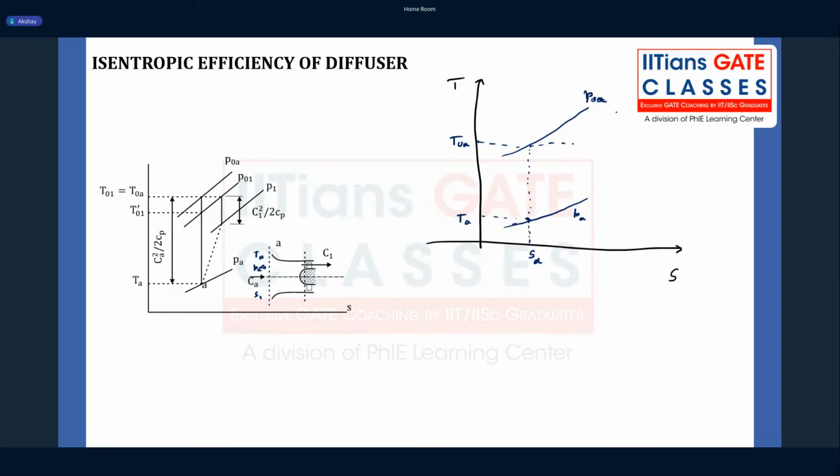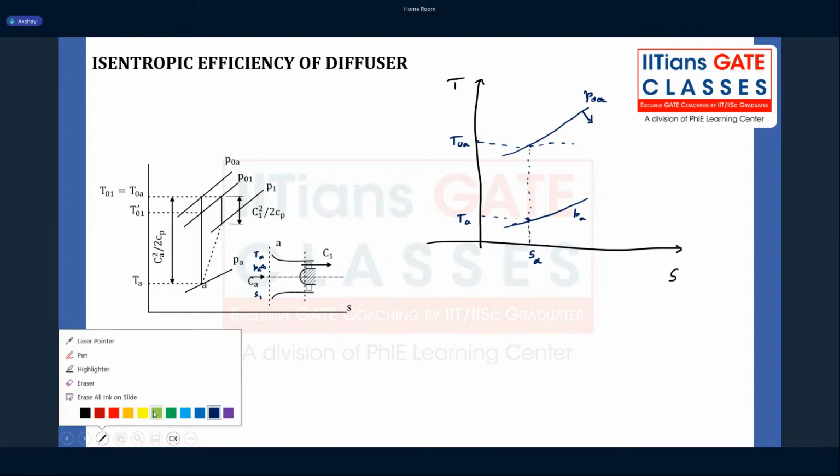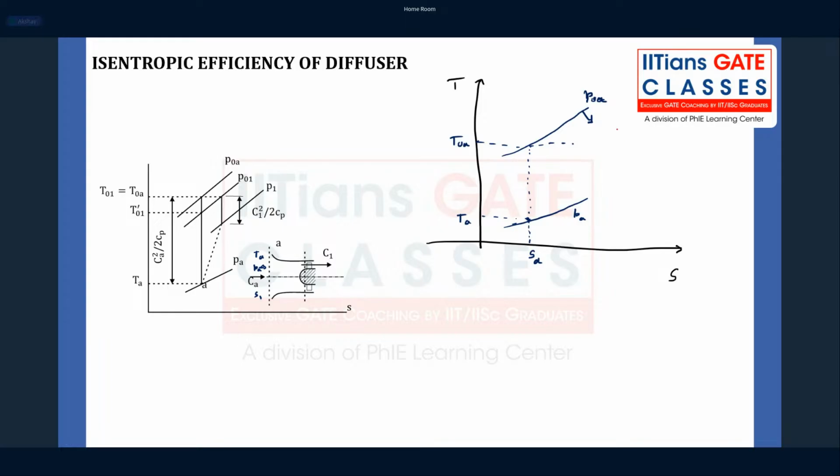But we know, for a reason, because of the loss, in realistic scenarios that is a viscous flow. So this P naught A is not equal to the actual total pressure at the exit of the intake. That is P naught 1. So I'll be having a new condition over here, P naught 1. This is the actual total pressure at the exit. So this is the ideal P naught A.